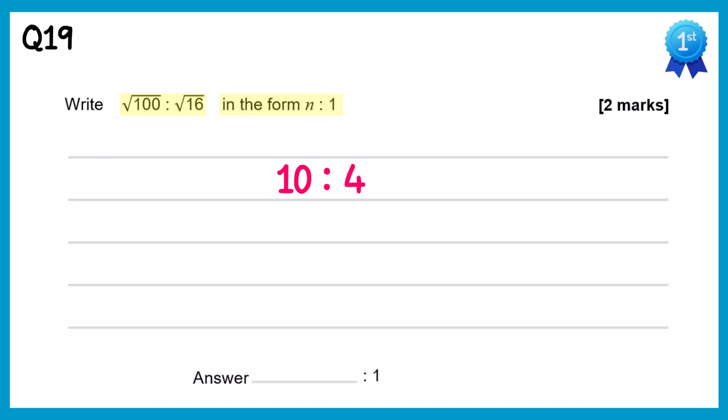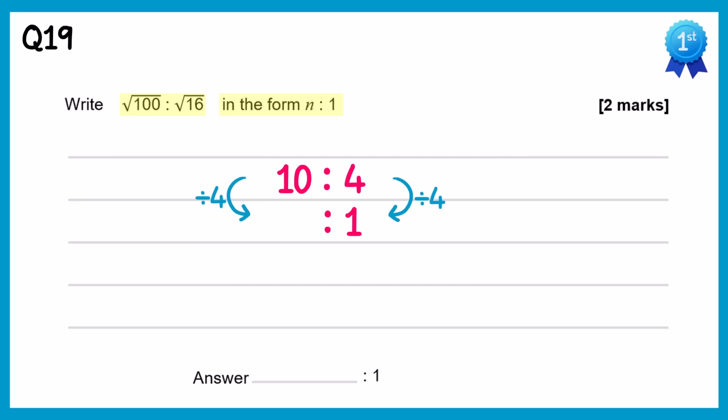We need to write this ratio in the form n to 1. That means a ratio where the first number is n, which we need to work out, and the second one must be 1. So this 4 is going to turn into a 1. How would we get from 4 to 1? Well, that's divide by 4. So we must also divide this 10 by 4.